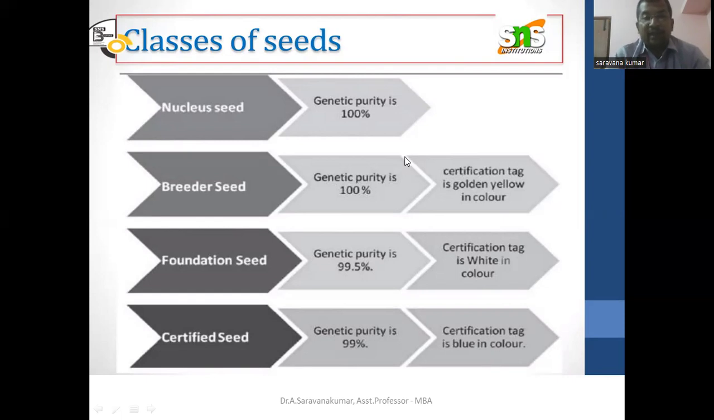Breeder seed genetic purity is 100%. Certification tag is golden yellow in color. Foundation seed genetic purity is 99.5%. Certification tag is white in color. Certified seed genetic purity is 99%. Certification tag is blue in color.